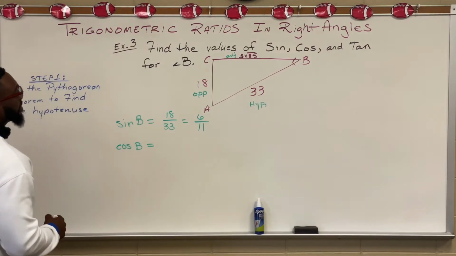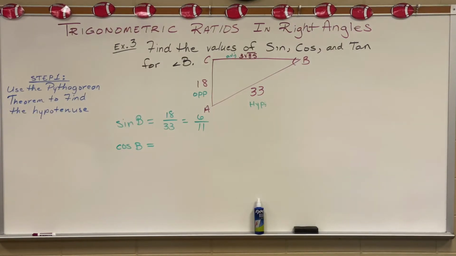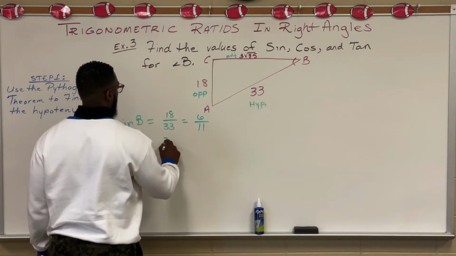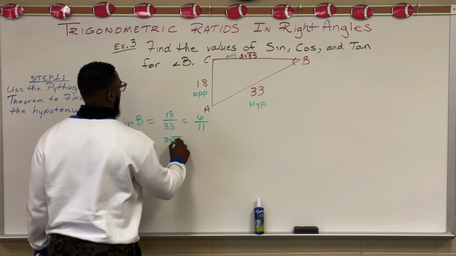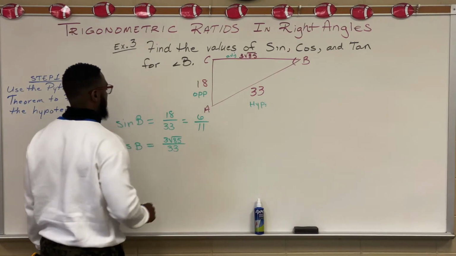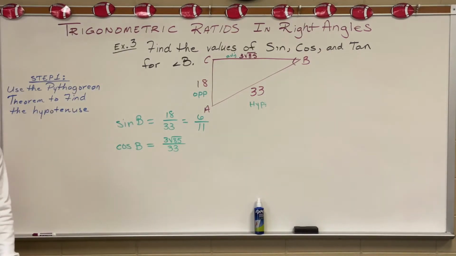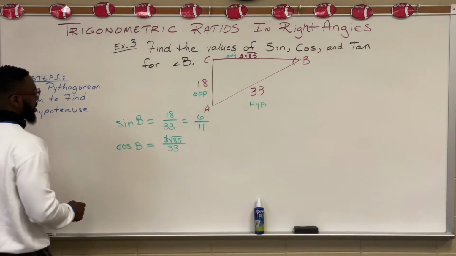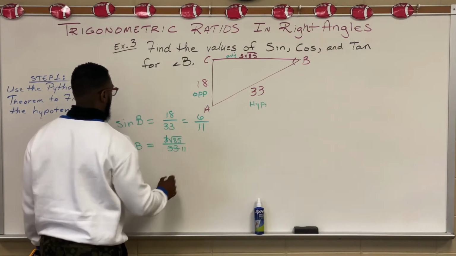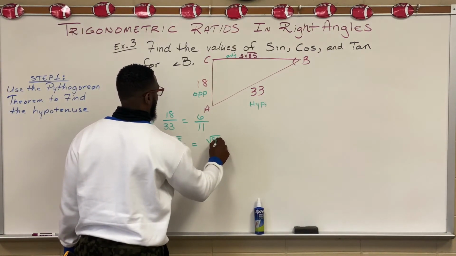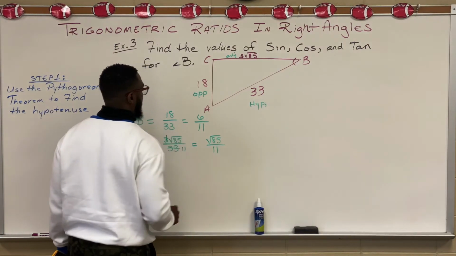Cosine of B, adjacent over hypotenuse, 3 square root of 85 over 33. The numbers outside of the radical can be simplified. So 3 goes into 3, 1. 3 goes into 33, 11. So the cosine is the square root of 85 over 11.